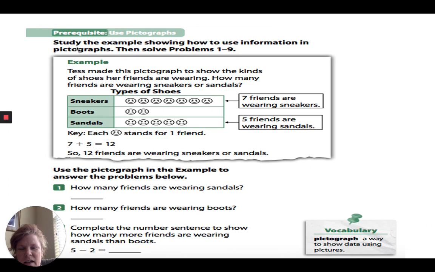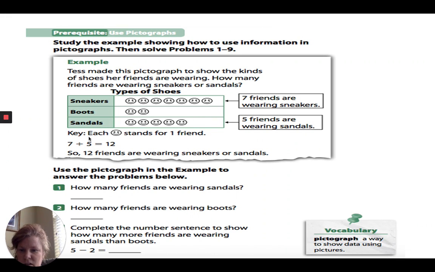All right, study the examples showing how to use information in the pictograph, then solve problems 1 through 9. So here's an example. It says, Tess made this pictograph to show the kinds of shoes her friends are wearing. How many friends are wearing sneakers or sandals? Types of shoes. Sneakers. You've got 1, 2, 3, 4, 5, 6, 7. 7 friends are wearing sneakers. Boots. 1, 2. Sandals. 1, 2, 3, 4, 5. 5 friends are wearing sandals. Not sure why they left that one out.